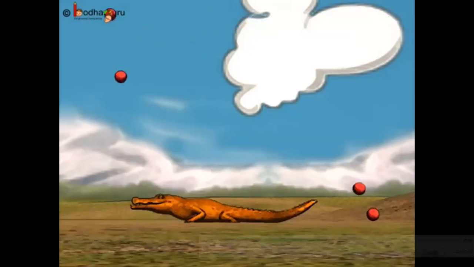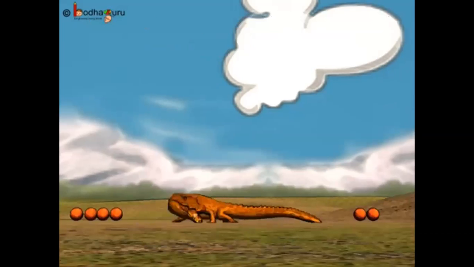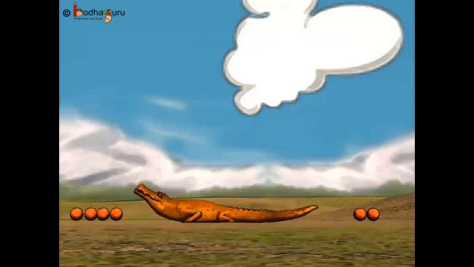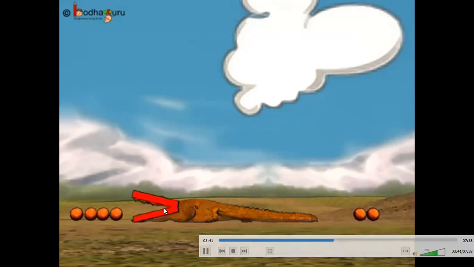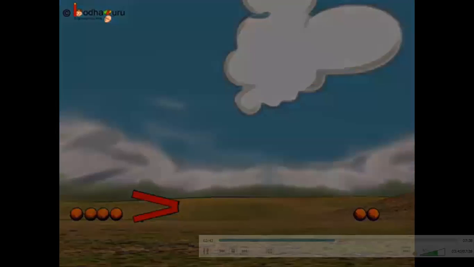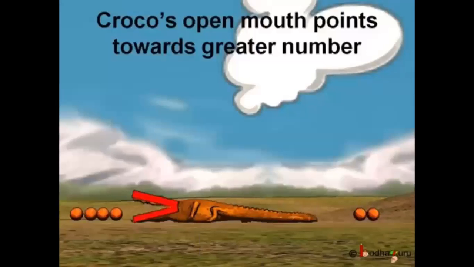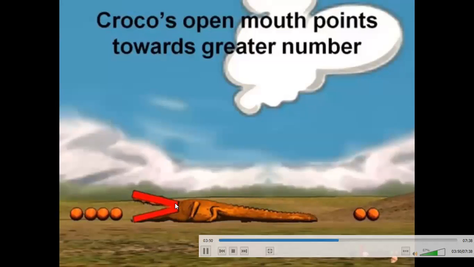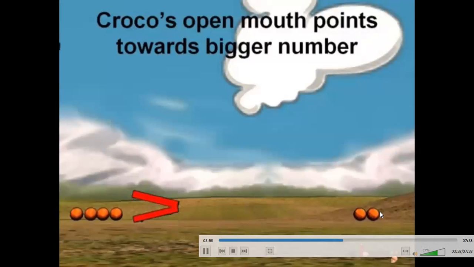See the crocodile, right? 4 and 2. Which side will crocodile go? This is the sign, red sign. It is greater than. Yes. Then look at the shape of crocodile's mouth. This is a horizontal sleeping beak, correct? We will take only his mouth.